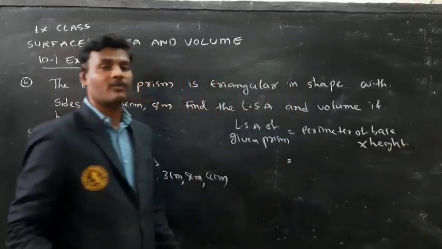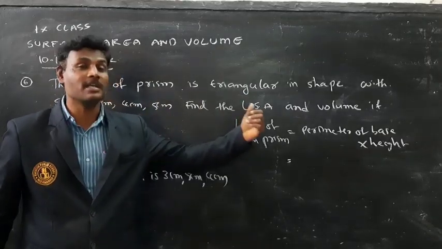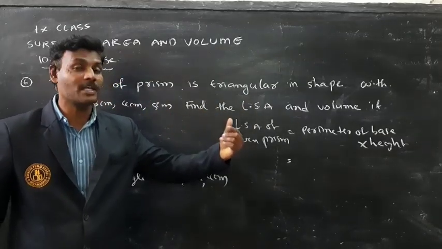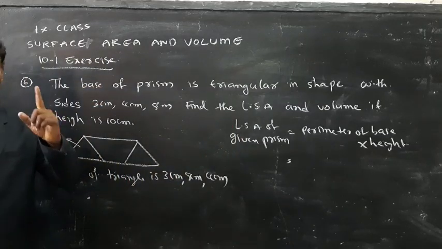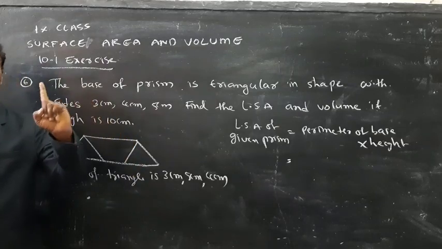What is the formula to find the lateral surface area of a prism? Perimeter of the base into height. Perimeter of the base means, here what is the base? Base is in the shape of a triangle. So perimeter of base means perimeter of the triangle.